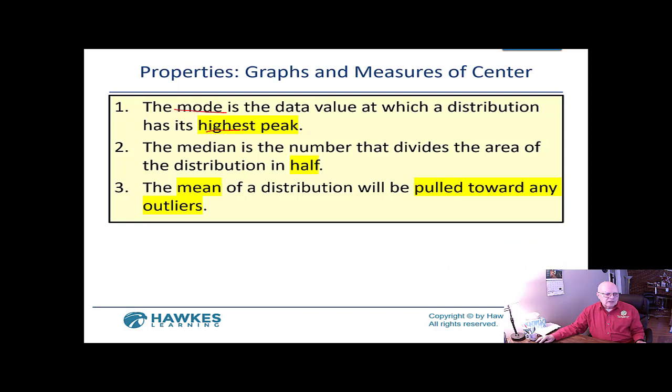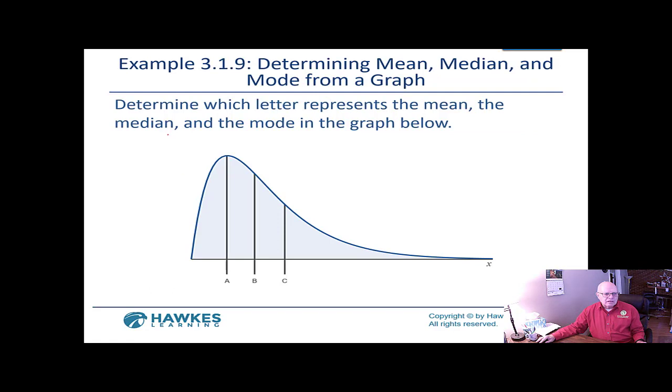The mode, so the highest peak in the graphic, median, right in the middle, and the mean. Notice that it's going to be pulled toward any outliers. So if you've got very large or very small values, the mean is not going to be very helpful. There's a picture, and the mode is always the highest point. The mean is the one that's furthest away.